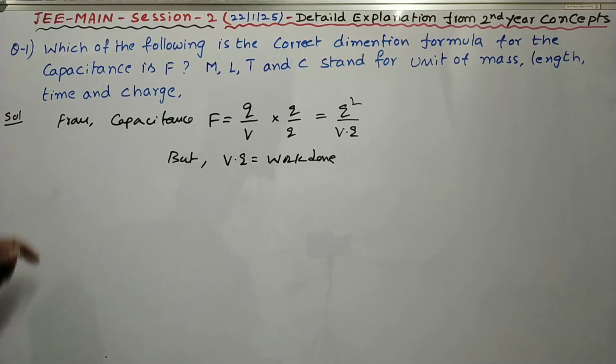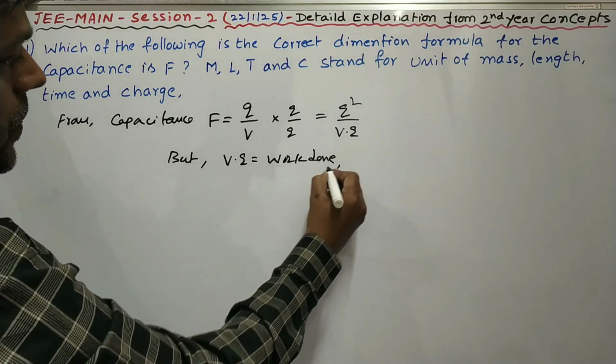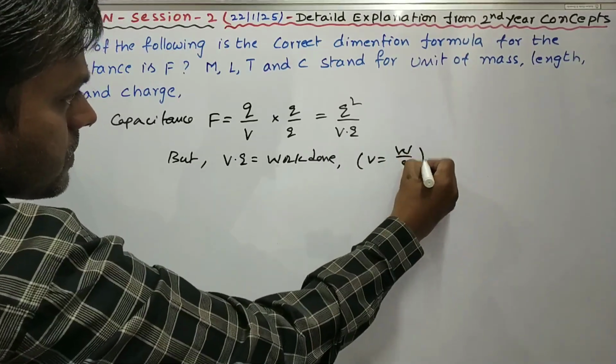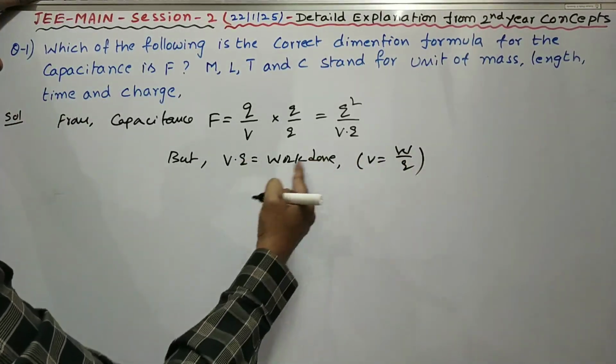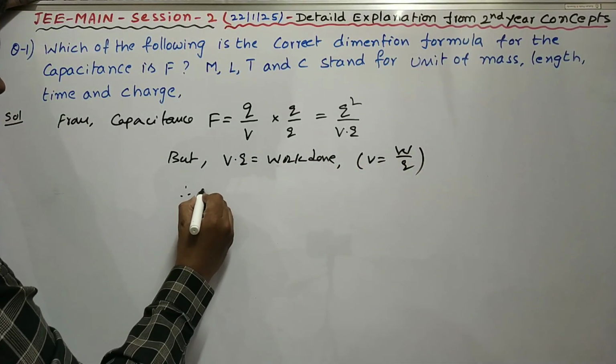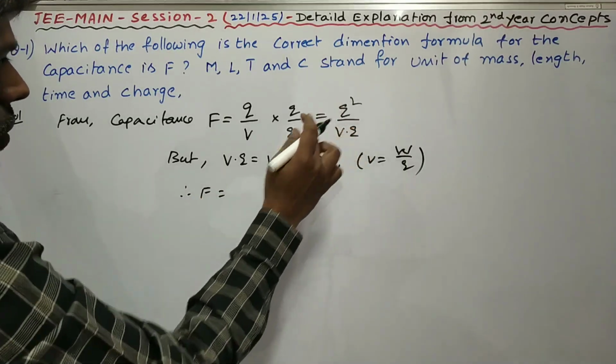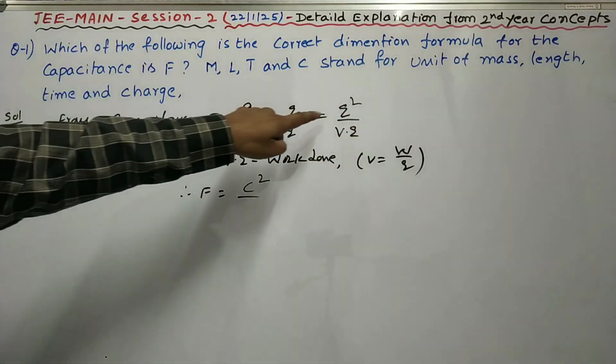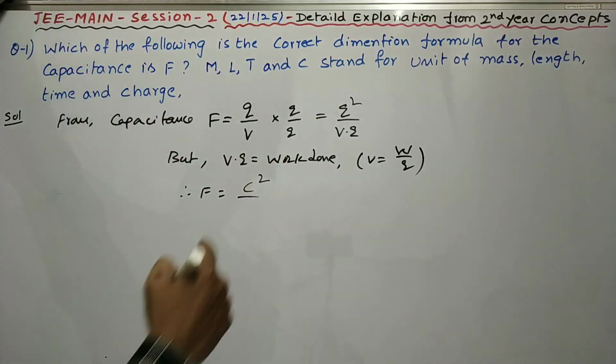From the definition of potential, potential is equal to work done per charge, isn't it? Then work is equal to V into Q, voltage into charge. Therefore, capacitance F is equal to Q square over work. Charge is nothing but C, so Q square is C square.